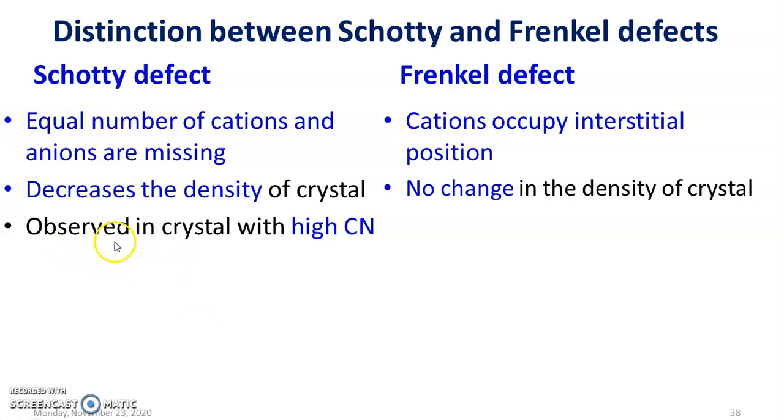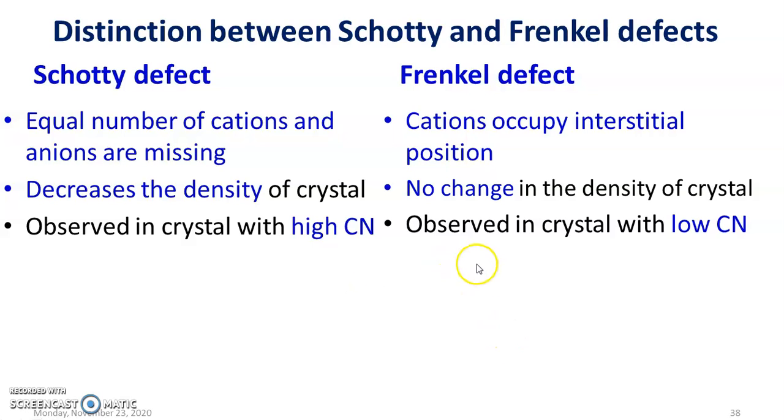Schottky defect is observed in crystals with high coordination number or radius ratio nearly equal to 1, because for Schottky defect, cations and anions must have equal size. So this defect is observed where the size of cation is nearly equal to the size of anion. Whereas Frenkel defect is observed in crystals with low coordination number, especially with a cation much smaller than the anion.